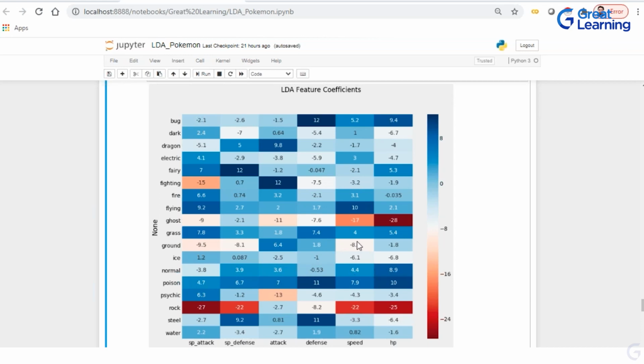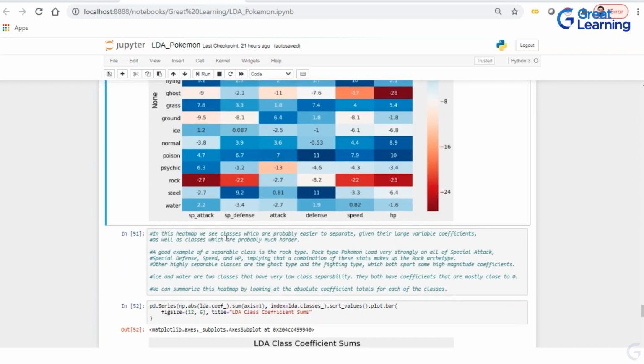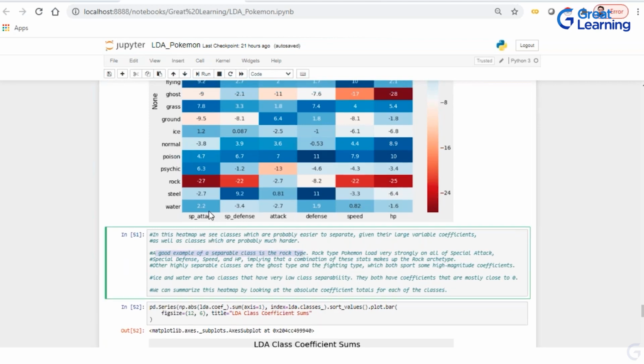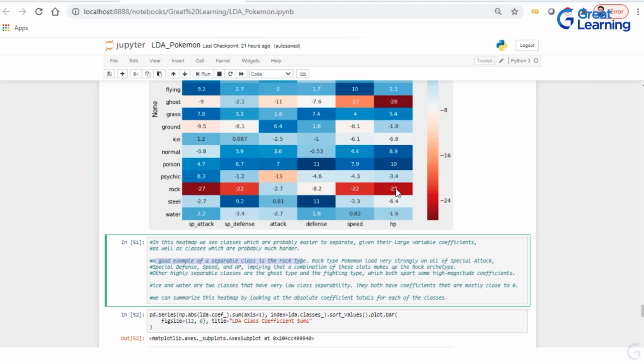What I'm trying to say here is, with a very simple LDA feature coefficients comparison, we could see some of the variables or features getting heavily loaded and some not. So in this heat map, this is what we are able to see. The rock type, if you look at this rock type, loads very strongly on all of the special attack, special defense.